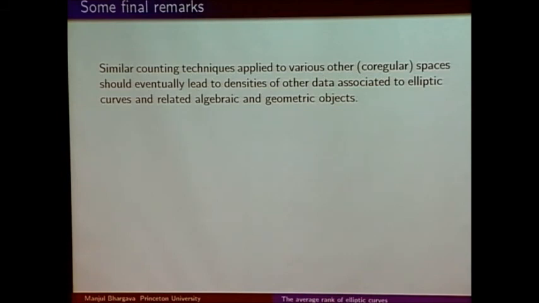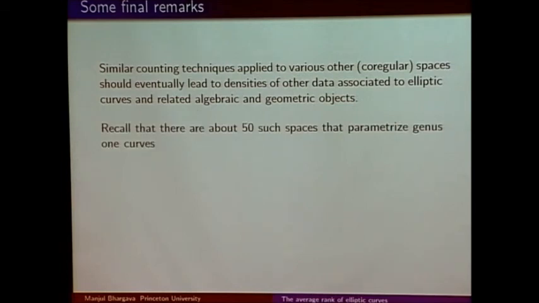Just some final remarks. Similar counting techniques can be applied to various other coregular spaces and will eventually lead to densities of various other data associated to elliptic curves. As I mentioned, there are about 50 other spaces that parameterize genus 1 curves with extra data of various kinds. That's the joint work with Wei that I talked about yesterday. So for example, what we should eventually have there are average sizes of 2-Selmer or 3-Selmer in various families of elliptic curves. The families include the family of all elliptic curves with 1 marked point, in other words, all elliptic curves that have rank at least 1, or rank at least 2. We'll get the average size of 2-Selmer and 3-Selmer there.